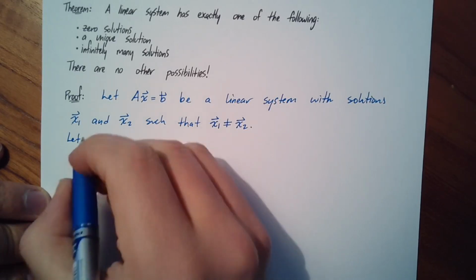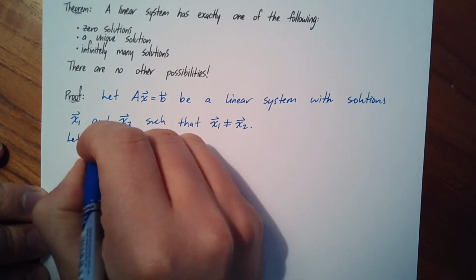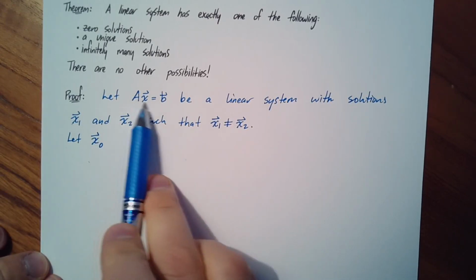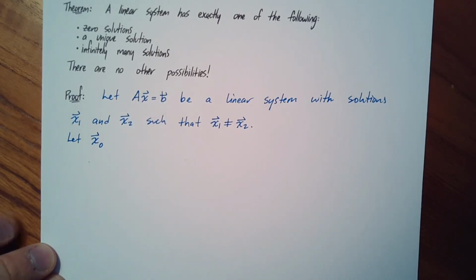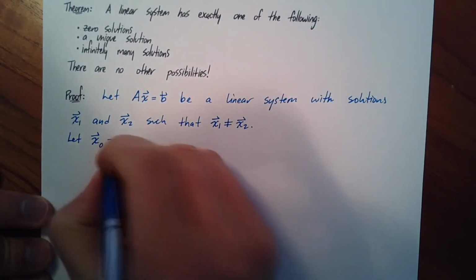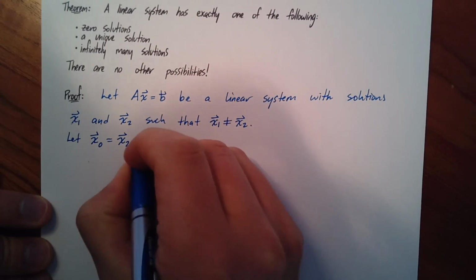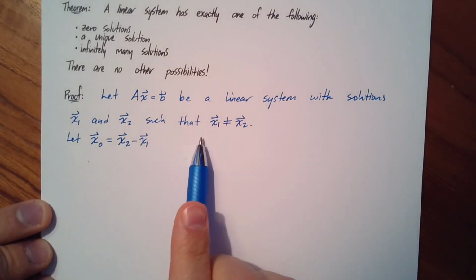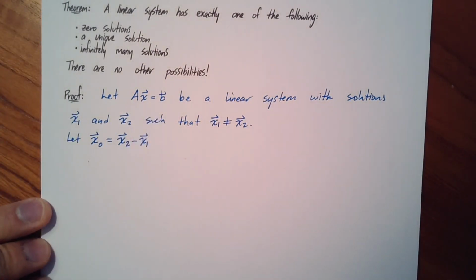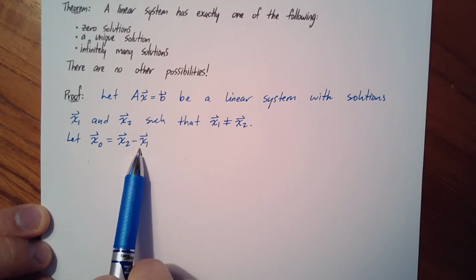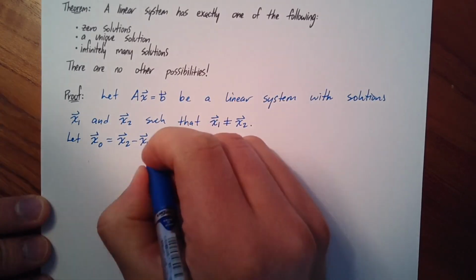Okay, so we're going to define a new column matrix, which I'm going to call x bar 0. So this isn't necessarily going to be a solution to this linear system. It's just something that we're introducing. What we're going to set it to be is x2 bar minus x1 bar. If they're both solutions to this linear system, then they both are column matrices with the same number of entries, and we can perform this subtraction no problem. And because they're distinct, this subtraction is not going to give us the zero solution. We're not going to get the trivial solution.